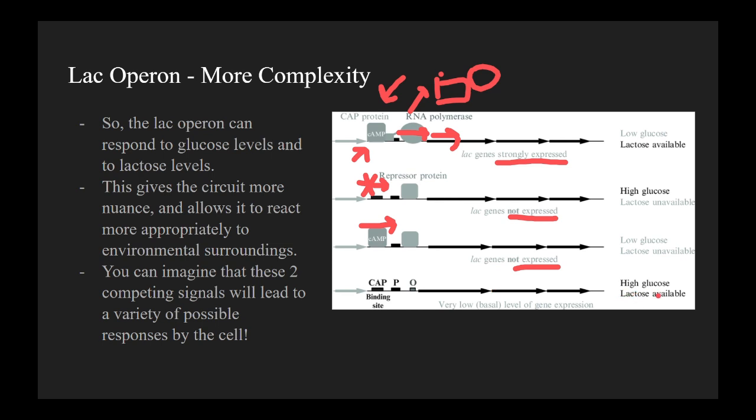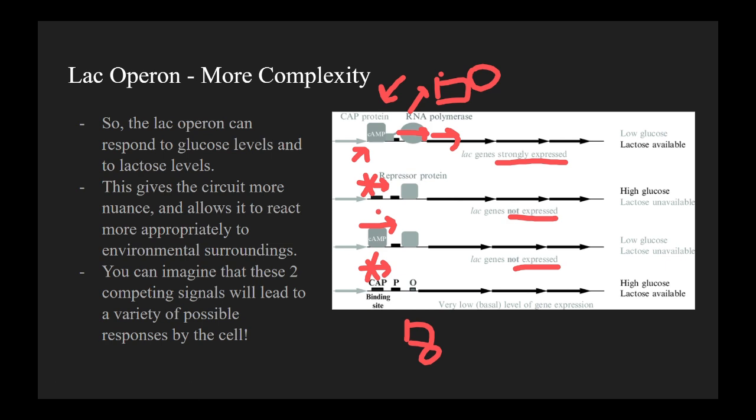Finally, if we have high glucose and lactose available, this is going to be a competing signal. First, the high glucose means that we have low cAMP, so there's nothing bound to this site here. So there's no promotion of the transcription. But lactose is available, which means that the repressor, lactose is bound to it and it's fallen off. So the operon is available to be transcribed.